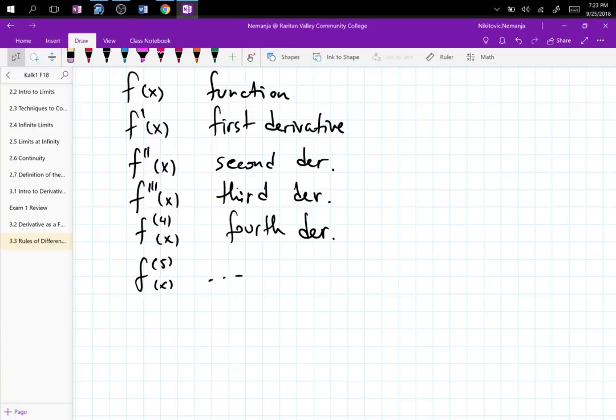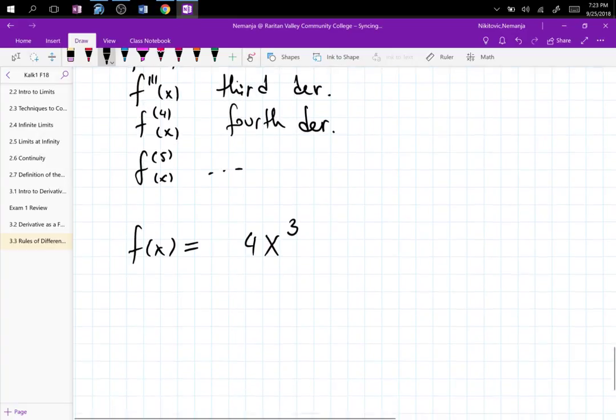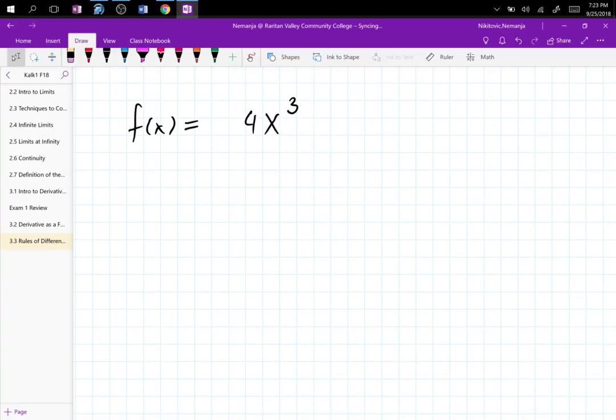So, as an example now, we're going to take a look at f of x as, let's say, 4x cubed. And we want to take all the derivatives we can. So what is the first derivative? F prime.